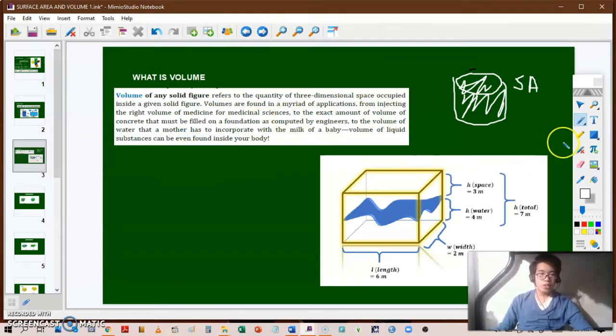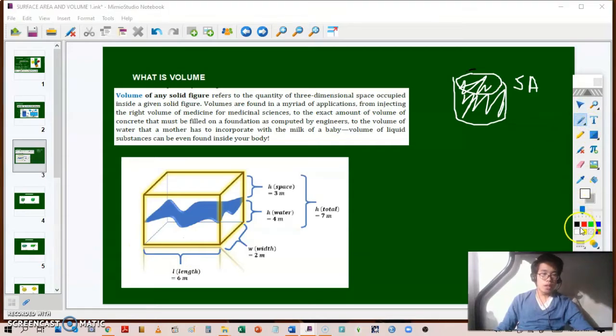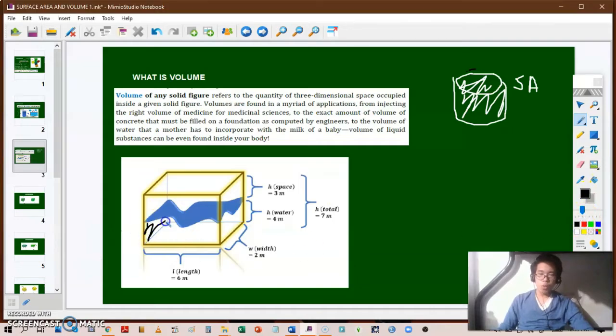For example, guys, we have here a figure that we want to find the volume of. It's a container shaped like a rectangular prism, and we want to know the volume of the water in it. We know that the height of the water is 4 meters, the width of the container is 2 meters, and the length of the container is 6 meters.